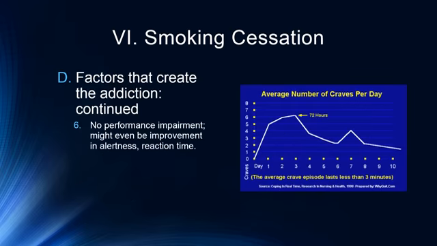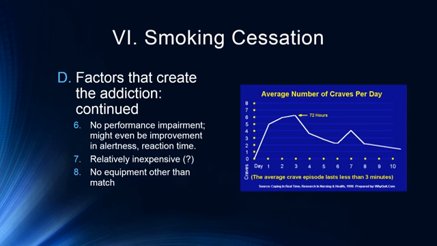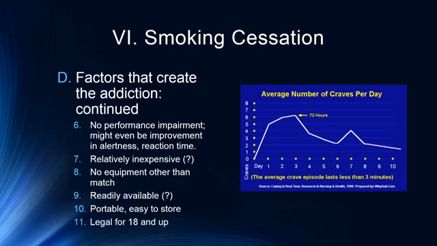So, other factors that create this potential for addiction: there's no performance impairment with smoking. In fact, there may even be improvement in alertness and reaction time for people who use nicotine. It used to be relatively inexpensive. I think at this point, keeping a smoking habit is probably not that far away from a cocaine habit. It doesn't require any specialized equipment. You don't need a needle or a bong or anything. You just need a lighter. And it's readily available. Any convenience store is where you can find cigarettes. And of course, it's portable and easy to store. All of these things make it much easier for people to get at their nicotine. And of course, it's legal for ages 18 and up, although in California this just changed to 21 and up.